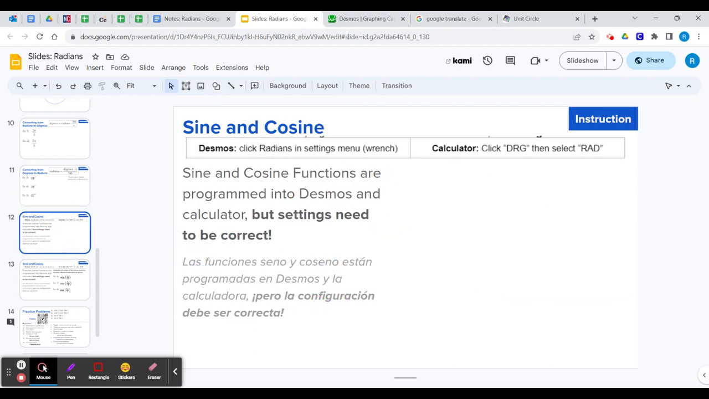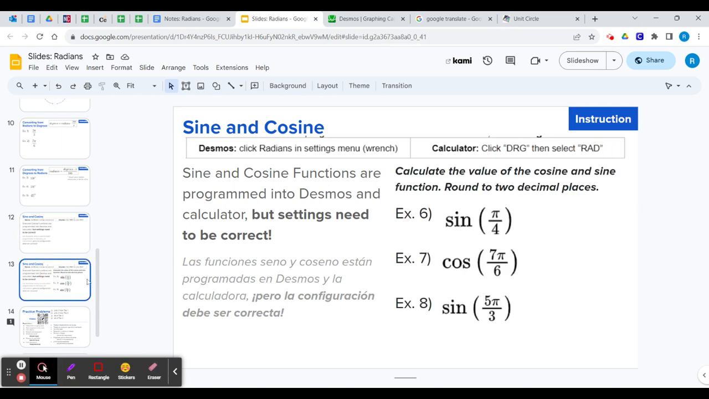So the last thing we want to be able to do with our radians today is use them to calculate sine and cosine. At the end of yesterday's lesson, we were just using our calculator to calculate these things. Very easy to do in Desmos or our calculator, but our settings need to be correct. So if we go into Desmos, we need to make sure that radians are selected in our settings menu. And if we go into our calculator, we want to make sure to click that DRG button and then select rad as our units of measurement. Otherwise, we're going to get the wrong thing.